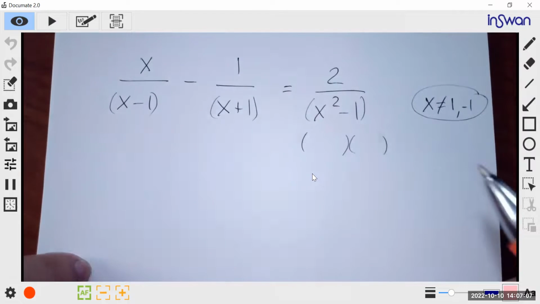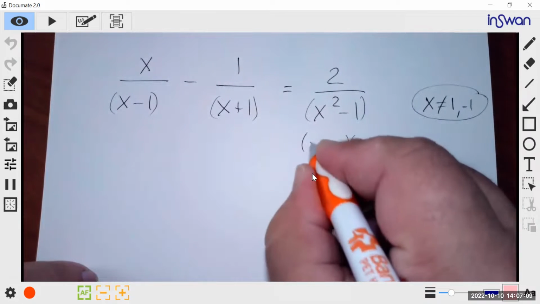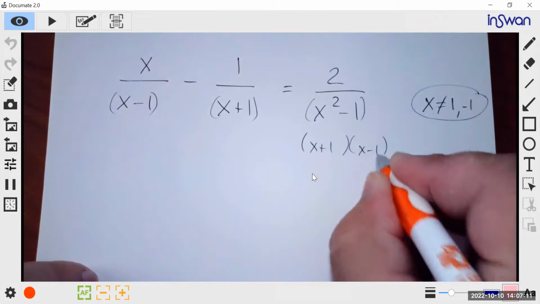Is it a difference of two squares? X plus 1, x minus 1. Very good.